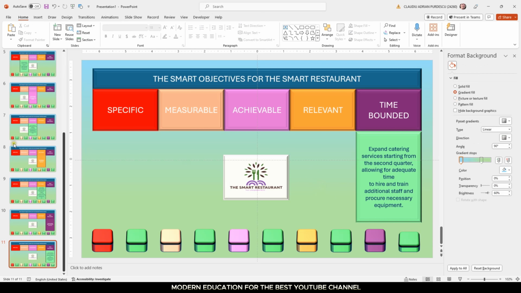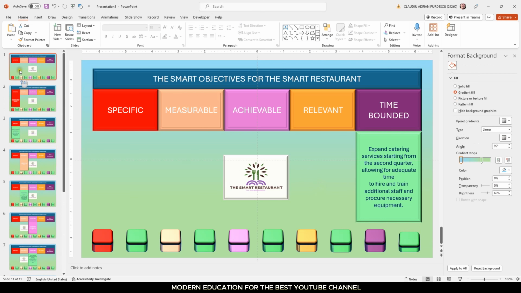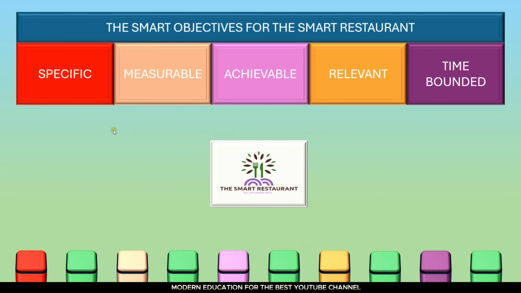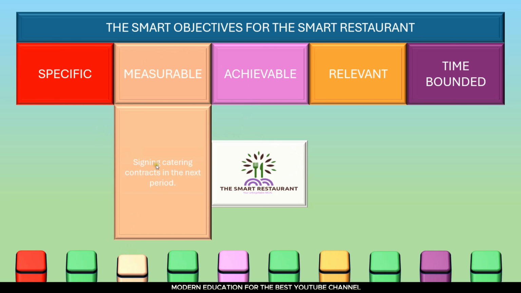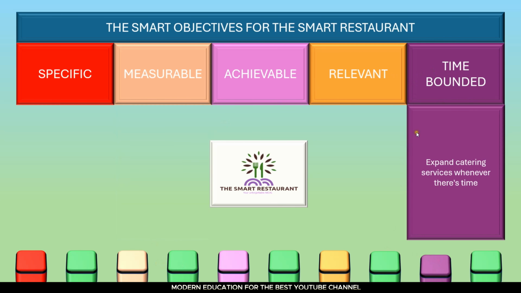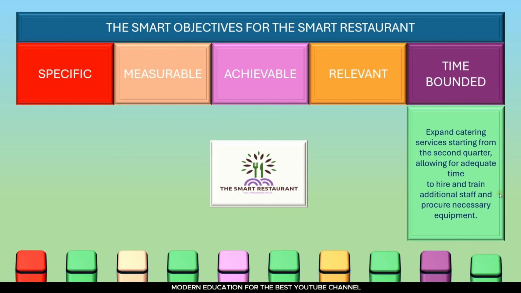Alright, my friends, now the moment of truth. Let's start with the first slide in full presentation. So let's see that we want to talk about measurable, a bad example, and we get a bad example. Then a good example, and we get a good example. Then let's suppose we will talk about time-bounded, a bad example, and then a good example.